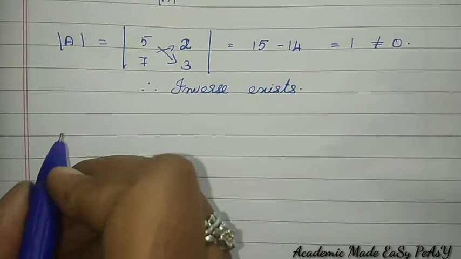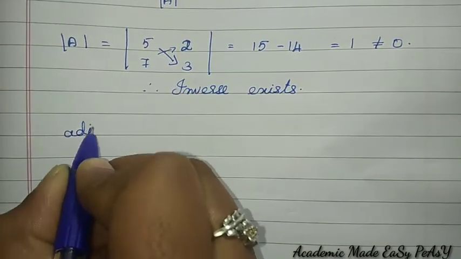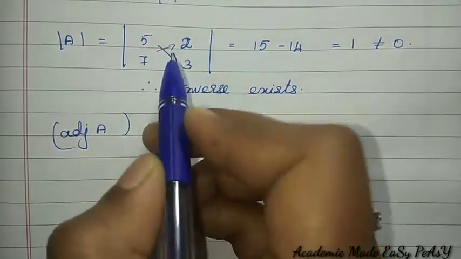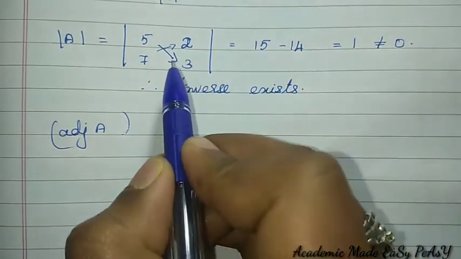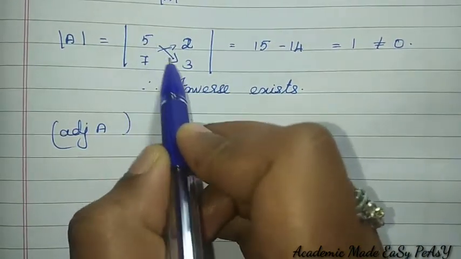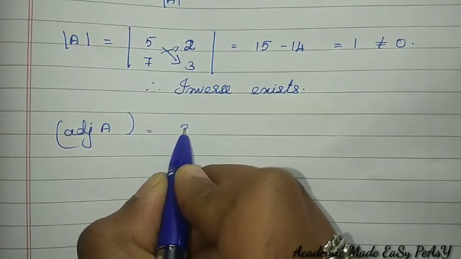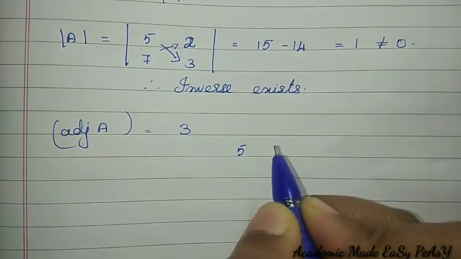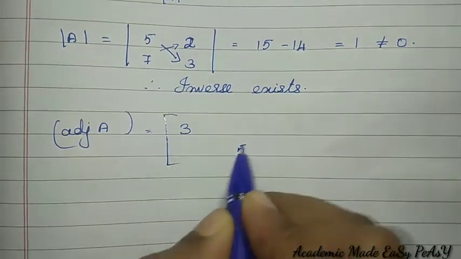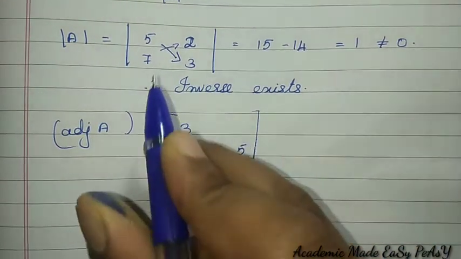So now I will be finding the adjoint of A. If we just check here, this is a matrix, isn't it? So we will be swapping these two elements, A11 and A22. A22 will be here, A11 element will go here. Now I will be changing the signs for the remaining elements.